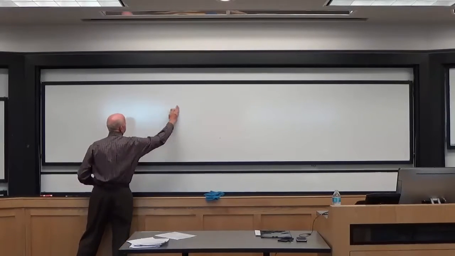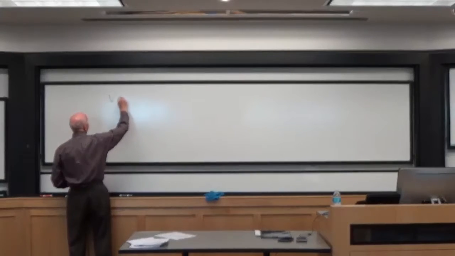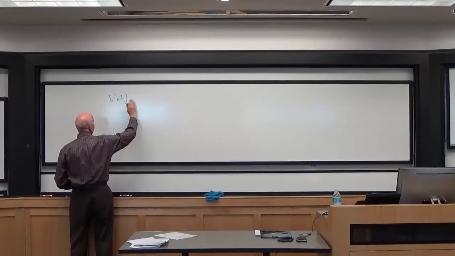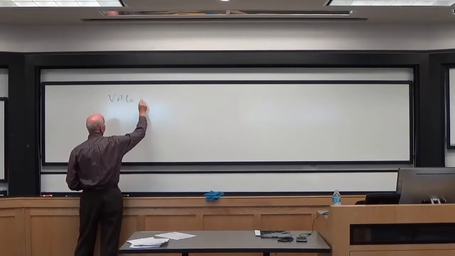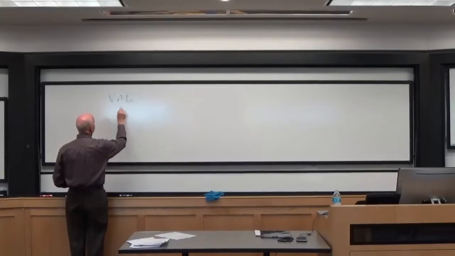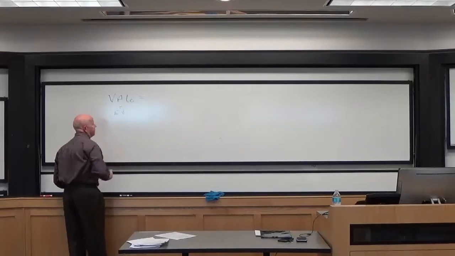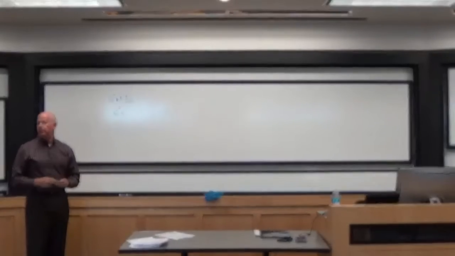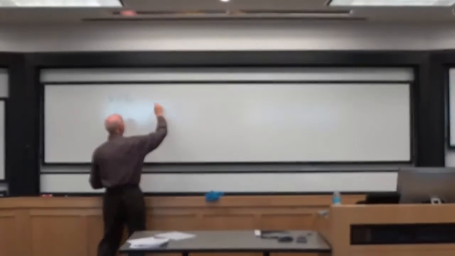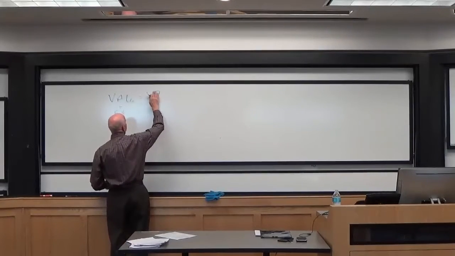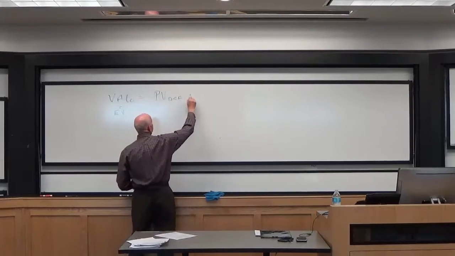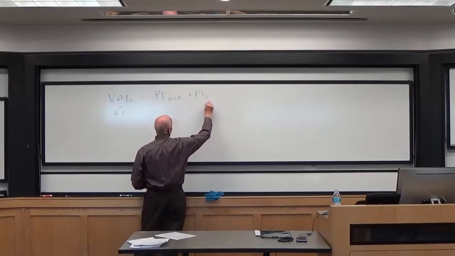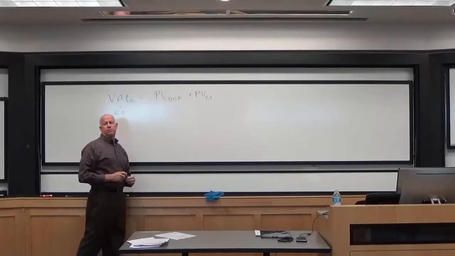So remember that the value that we're calculating is some value at time 0, and it's going to be essentially synonymous or equal to what we would think of as enterprise value, okay? And it's the present value of some discounted cash flow plus the present value of some continuing value.